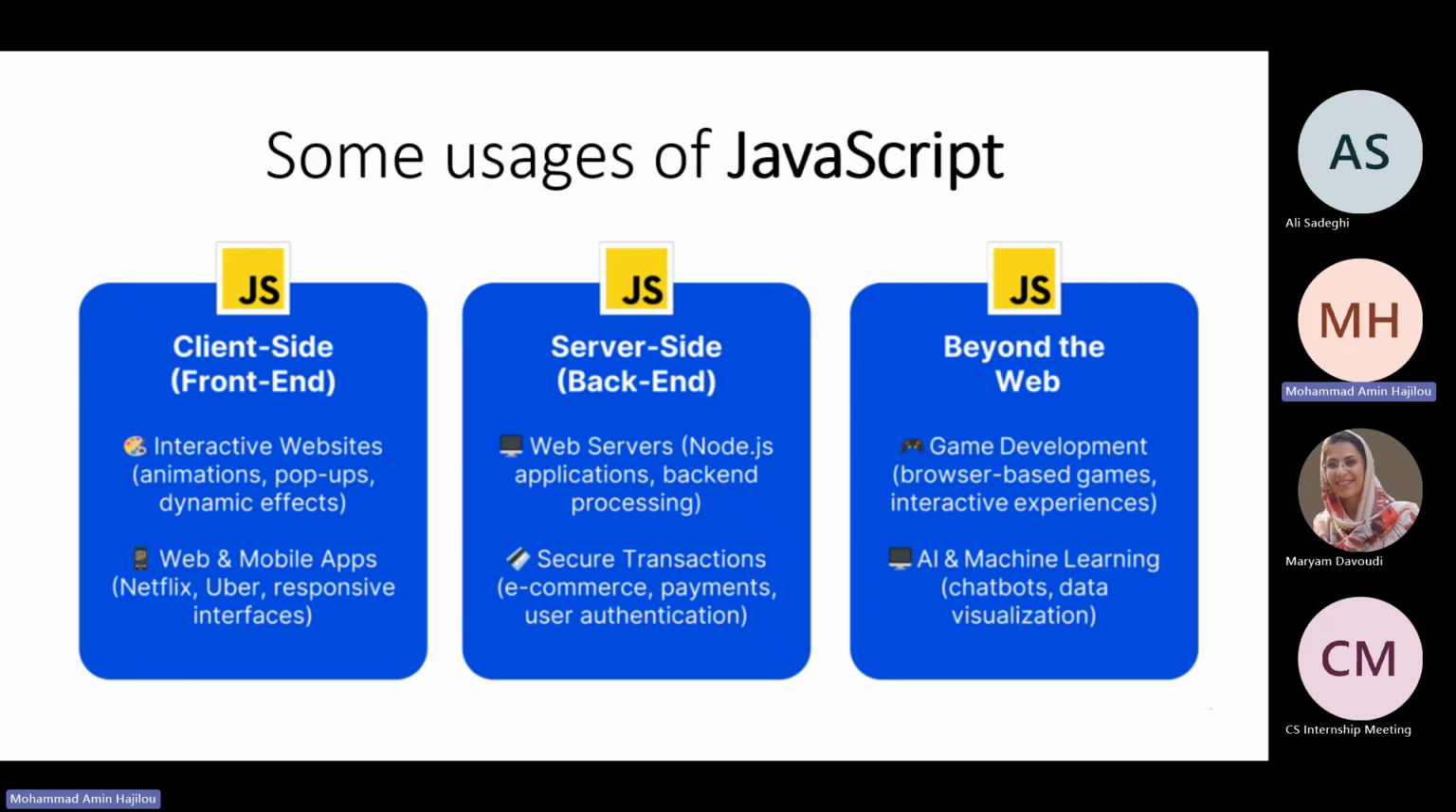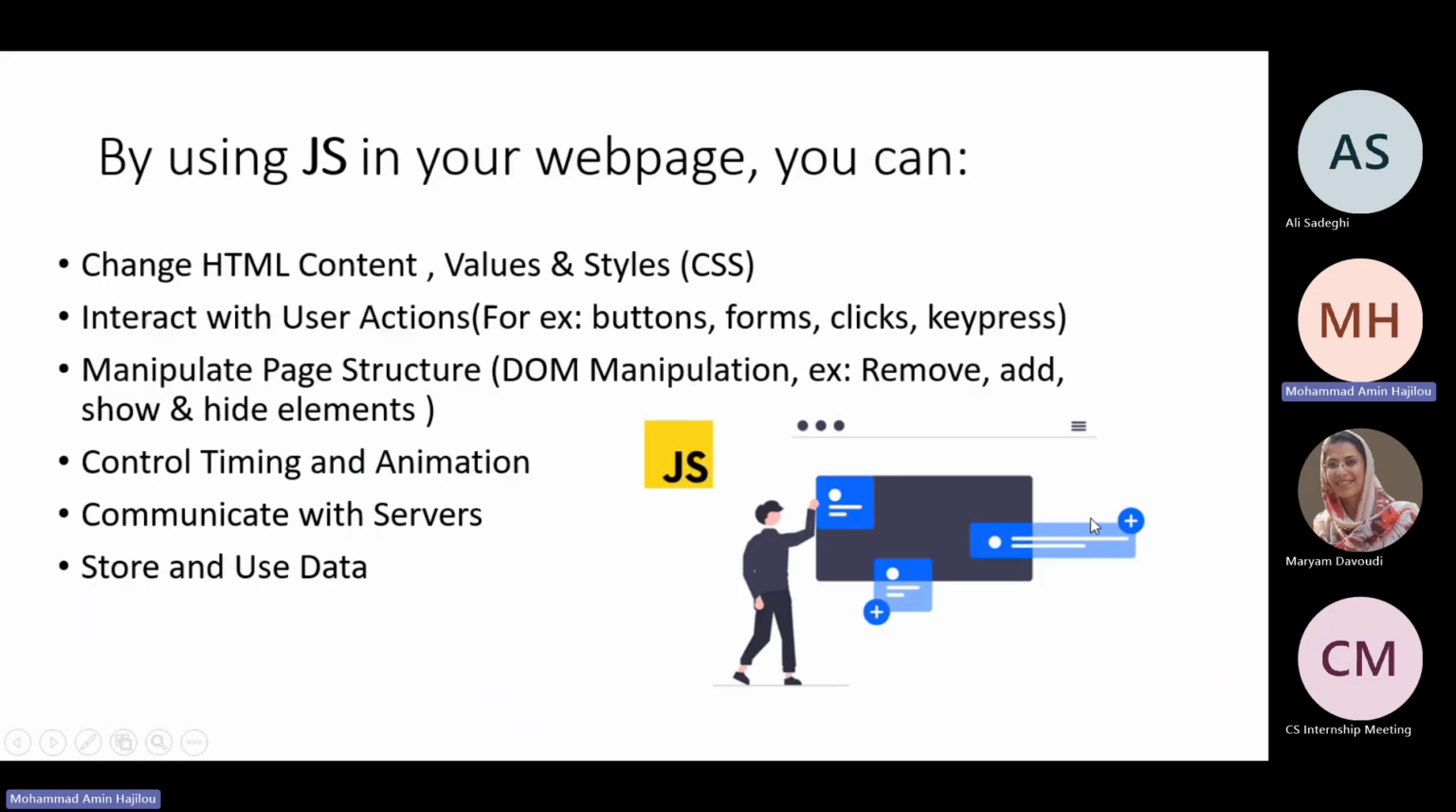And about JavaScript. There are some usages of JavaScript. The client side, the front end: interactive websites, animation, pop-ups, dynamic effects, like mobile apps and web. Server side, the backend side, like Node.js applications, backend processing, secure payments, and user authentication. Beyond the web, like game development, AI, and machine learning.